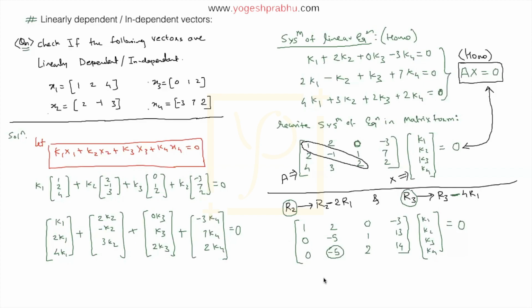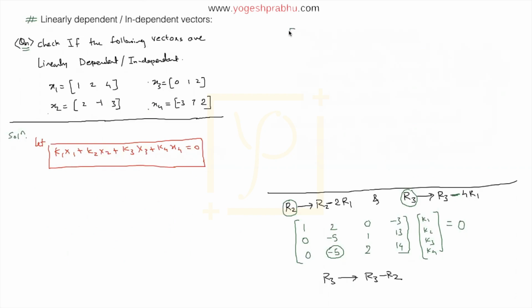So let me do that. R3, the third row, becomes R3 minus R2. So it's very simple. I just have to subtract R2 from R3. So it's 5 minus 5, 2 minus 1, and 14 minus 13. So let me clear some space and write this down.